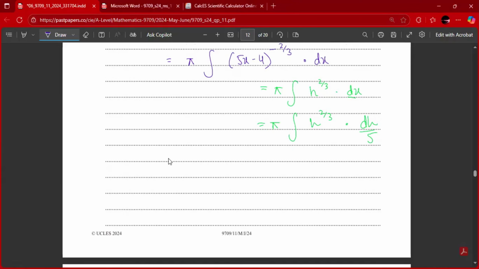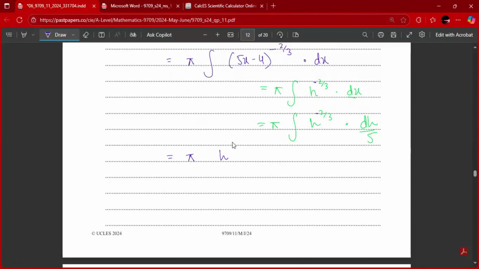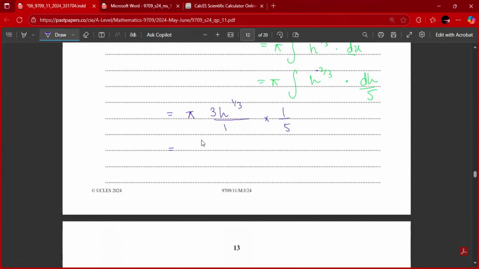So now we can integrate it. Pi, h raised to the power of negative 2 over 3 plus 1. Don't forget the sign. Minus 2 over 3 plus 1. Let me just go to the calculator. Okay, so h is equal to 1 over 3. Divided by this power as well. So it's going to be something like this. Now we can just put the value of h.